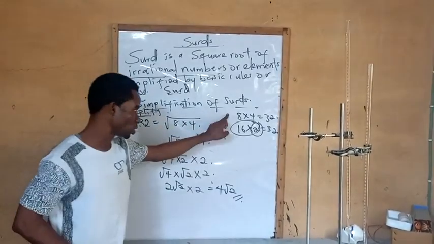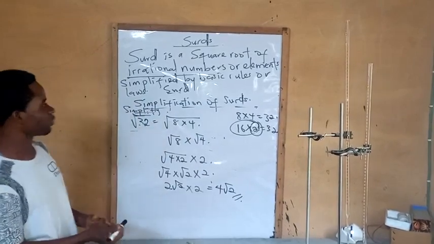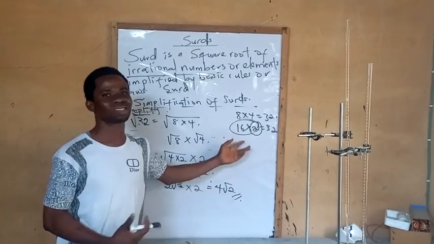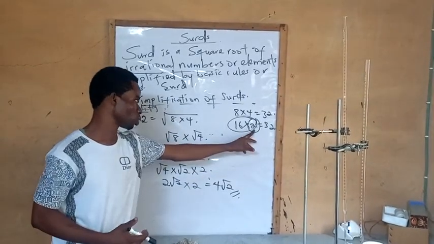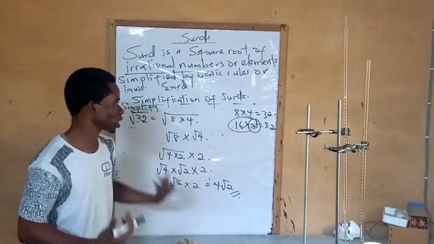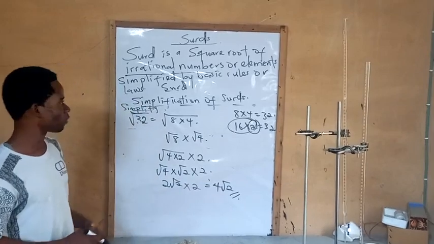It depends. You can use this one, you can use this one. But I'm just advising you to use this one because it is easier. When you use 16 times 2, this one is already solved. Just say square root of 16, that is 4, and that is 4 root 2. We arrive at the same answer.